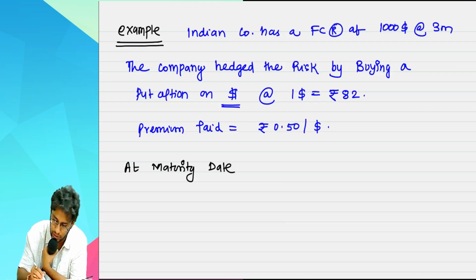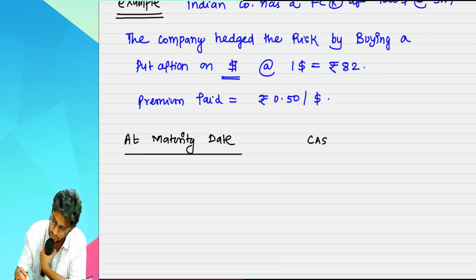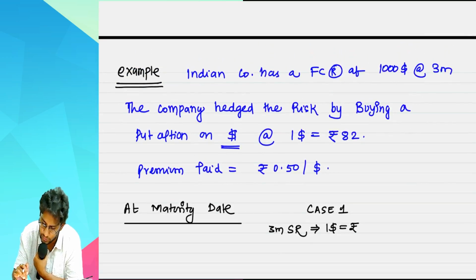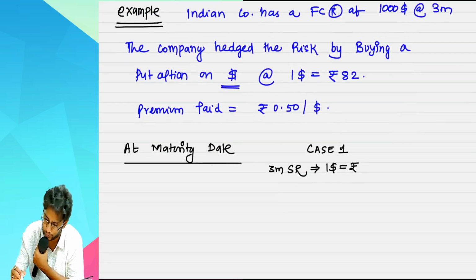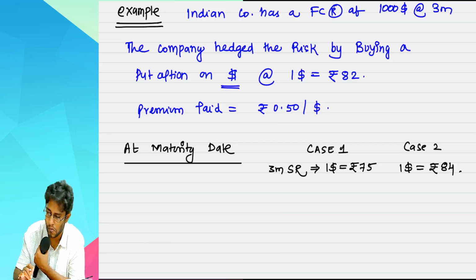At maturity date, what will happen? We will see. Two scenarios I am assuming, sir. Case 1, spot rate or 3-month spot rate is equal to $1 is equal to, I have a right to sell at what rate? 82. Let us make it 84, or let's make it work first, 75. Case 2, $1 is equal to 84.